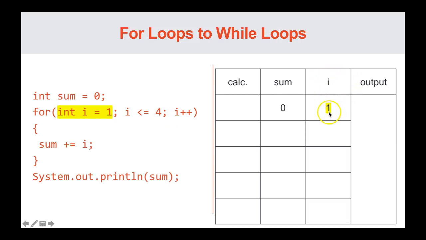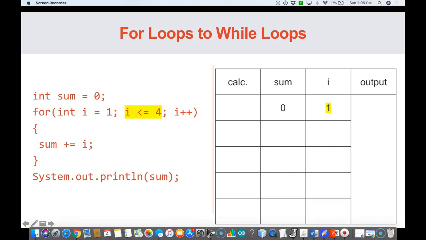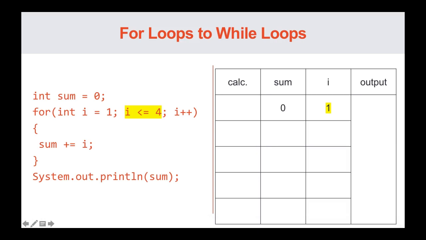So we set I is now equal to 1. And we move over here to the middle part. This is our conditional statement. So this declaration statement only happens once. We never go to it again in a for loop. Now we are looking at our condition statement.